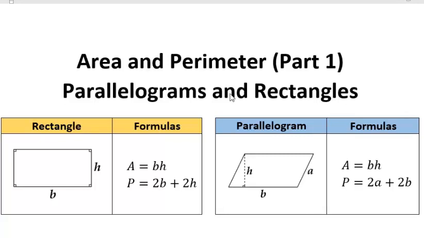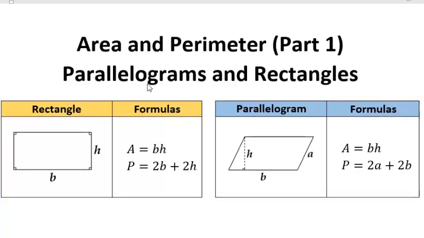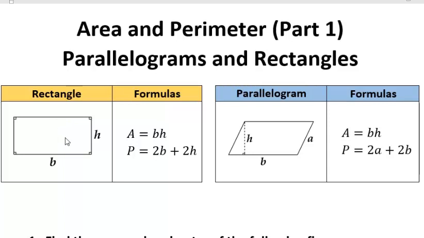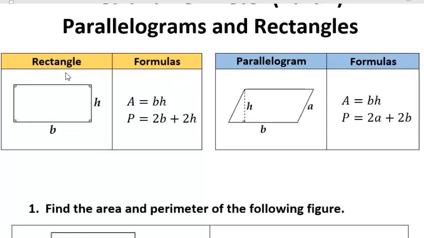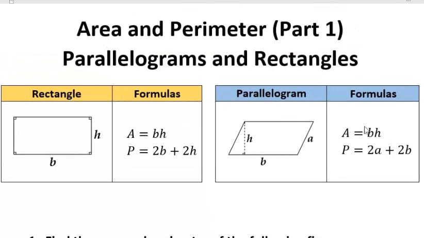Okay, we're gonna solve exercises of area and perimeter, and we're gonna focus first working with parallelograms and rectangles. The formulas for the parallelogram, both area and perimeter, are here, and the formulas for rectangle, both area and perimeter are also here. They're very similar. The only slight difference is that in here we work with A and B for the perimeter of the parallelogram instead of working with the base and the height as we do in the rectangle. That's the only difference that we have in these two formulas.